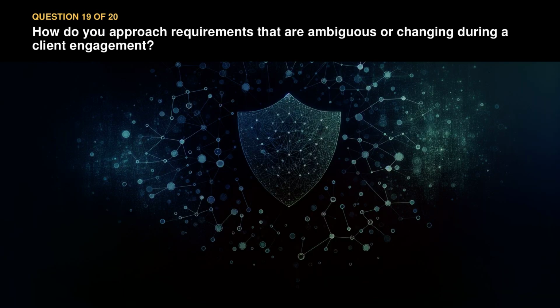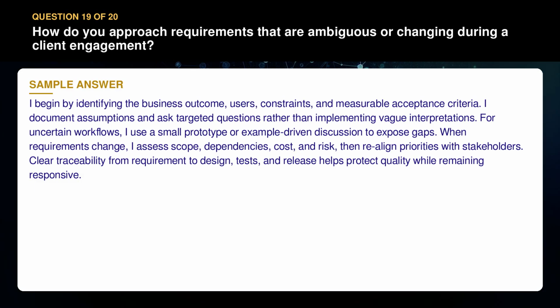Question 19. How do you approach requirements that are ambiguous or changing during a client engagement? I begin by identifying the business outcome, users, constraints, and measurable acceptance criteria. I document assumptions and ask targeted questions rather than implementing vague interpretations. For uncertain workflows, I use a small prototype or example-driven discussion to expose gaps.